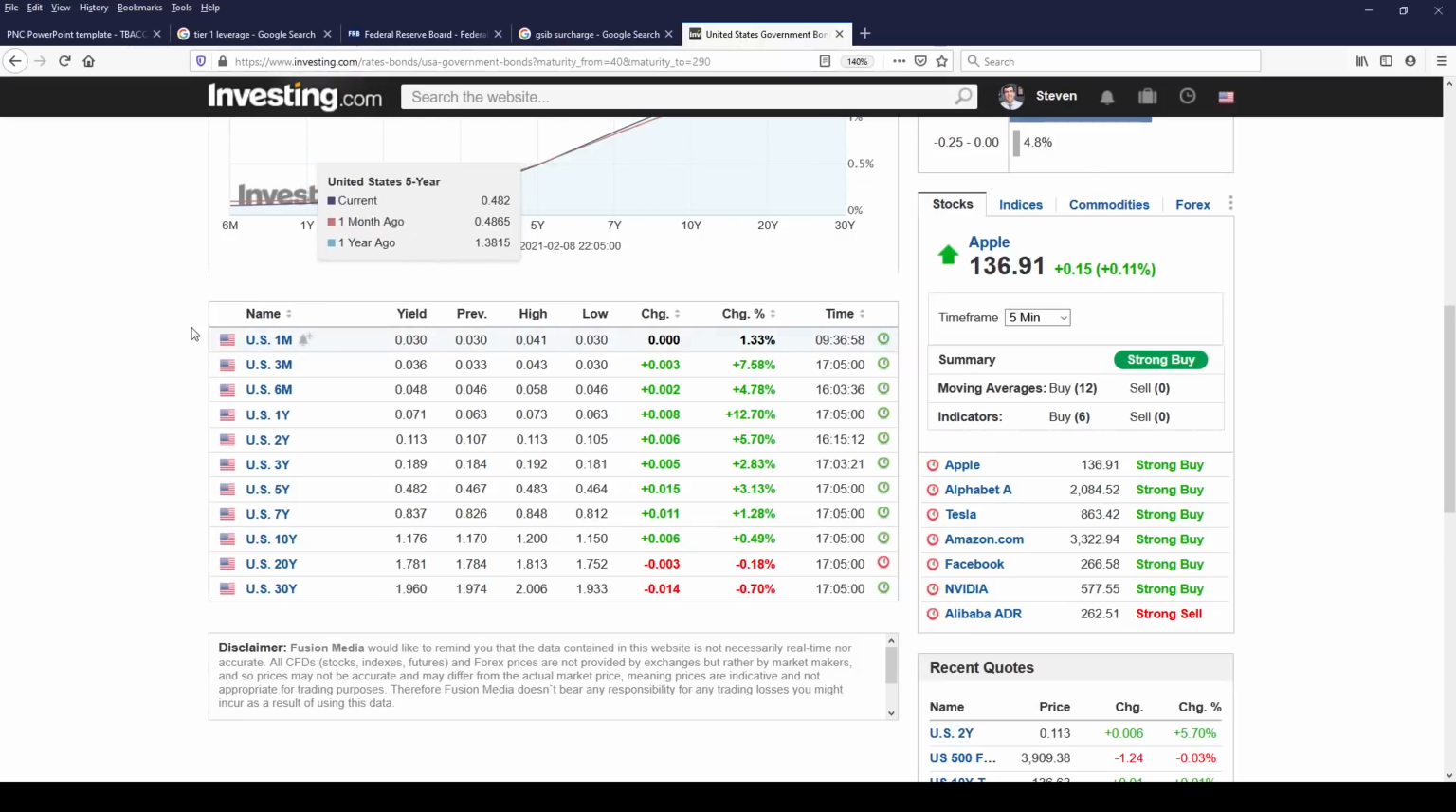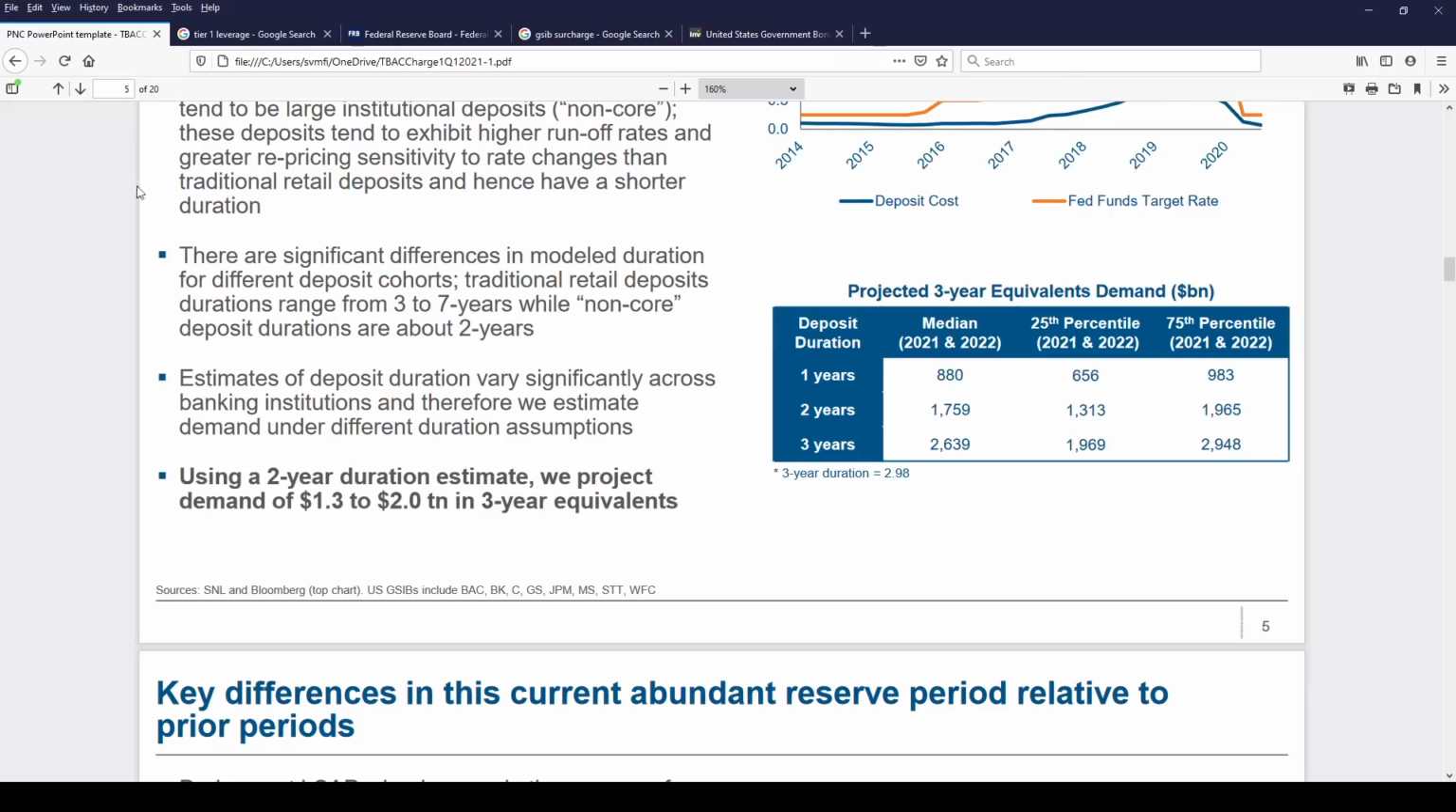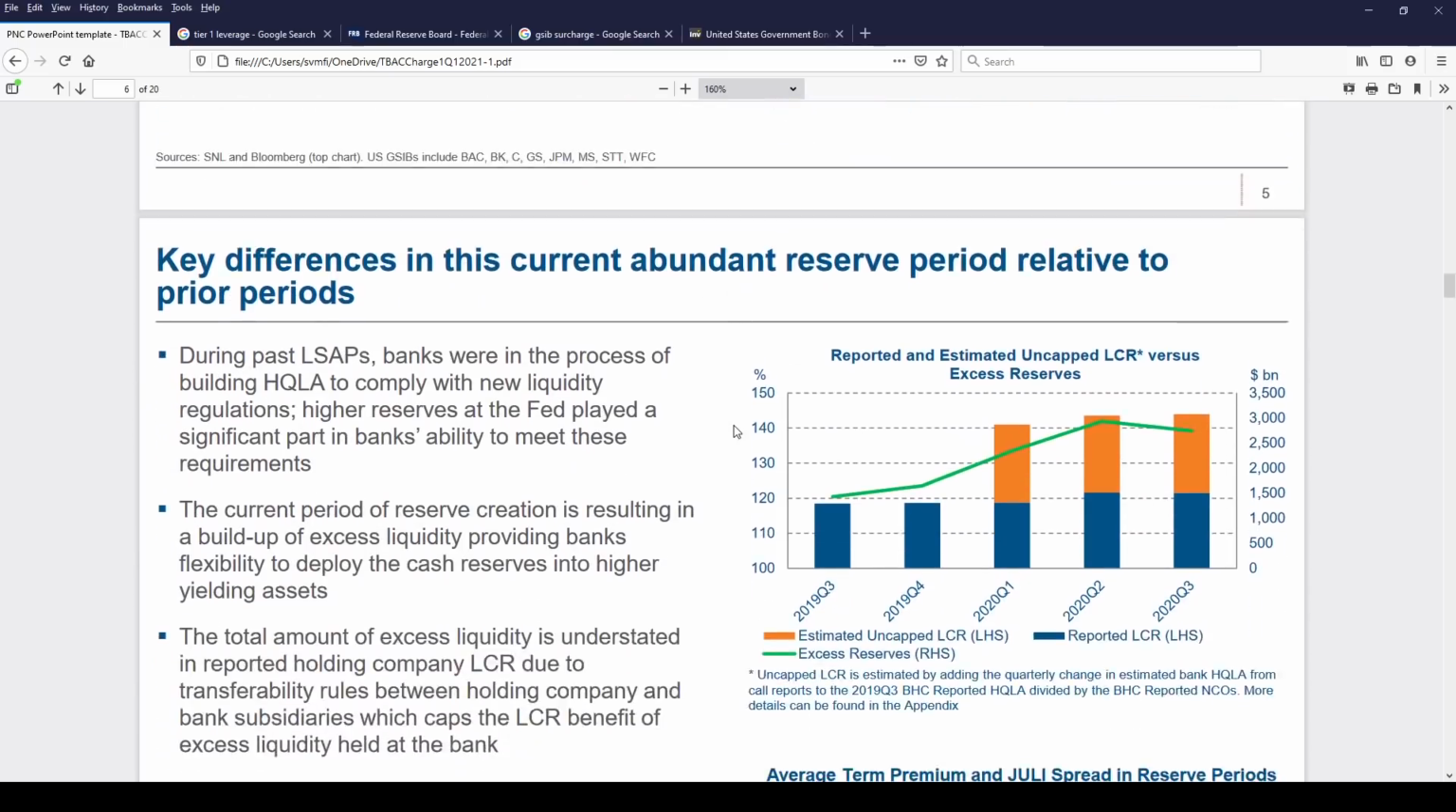Now, when you go and look at what's going on in the bond market, you'll notice that 3-year, 2-year, 1-year, 6-month, 3-month, and 1-month yields are all falling. It's because the average duration of these deposits is 3 years and less. So if we go forward now, does this start to make sense why you're seeing short-term yields fall? It's because of the duration matching that needs to occur.